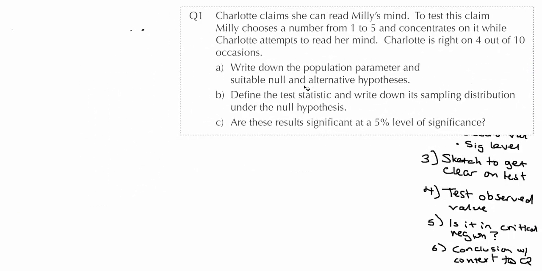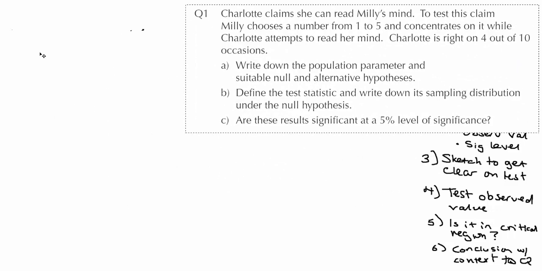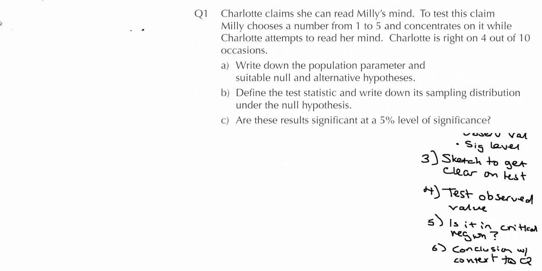Okay, hopefully you got those written. This is a big block of text, so I need extra space. Question 1: she can read the mind. To test this claim, Millie chooses a number from 1 to 5 and concentrates on it while Charlotte attempts to read her mind. Charlotte is right on 4 out of 10 times, so that's your observed. She did it 10 times, so that's your n.